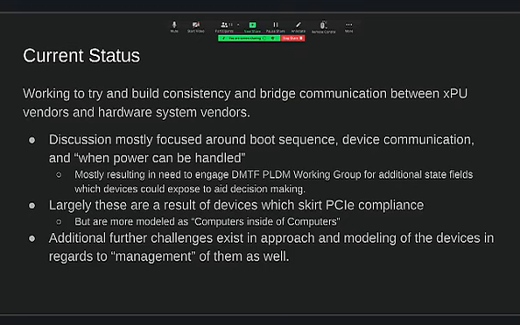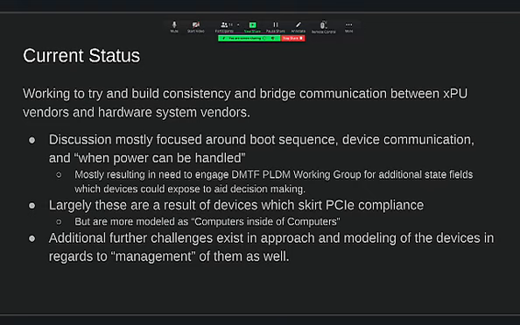And largely we've gotten stuck in this power discussion where we've tried to figure out how to handle devices from the hardware vendor point of view, so that we can account for all the various use cases and the things that need to be accounted for so that the machine can properly initialize. Largely this is a result of devices that skirt PCIe compliance, but are more modeled as computers inside of computers.